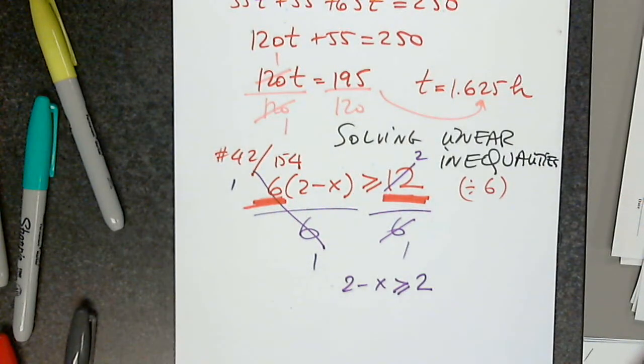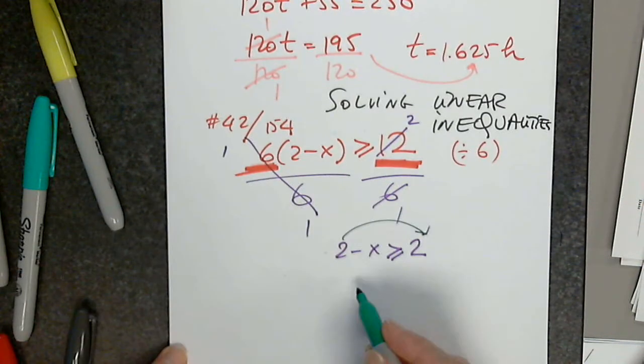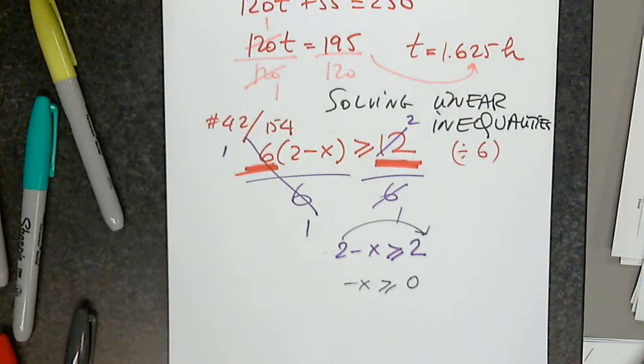Again, the same idea as before. I need to get rid of what, and what do I do with it? Of course, I need 2 to go away. Subtract 2 from both sides. 2 minus 2 is 0. So what do I do next? What is the coefficient?